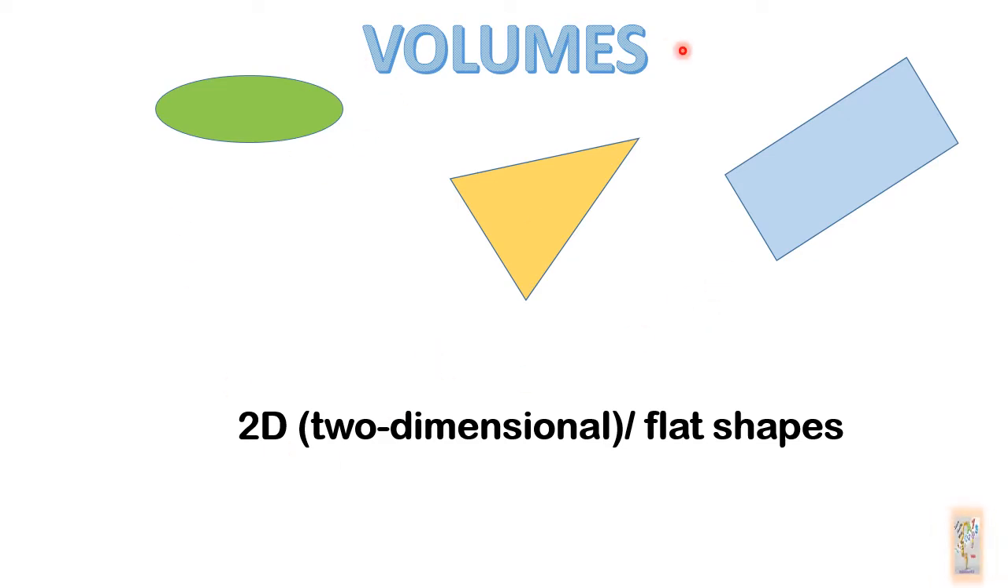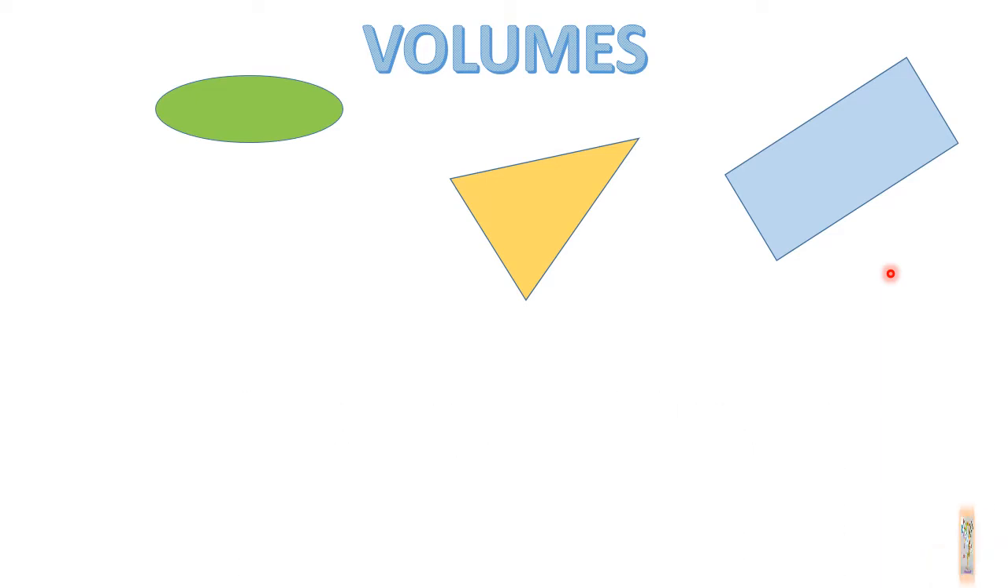We can't talk about volumes unless we talk about the two-dimensional shapes, because volumes are translations of these two-dimensional shapes. Suppose you take a circle, this flat shape, and move it vertically downward. You move any flat shape vertically downward at an angle of 90 degrees, at a right angle. Then we will be creating a volume.